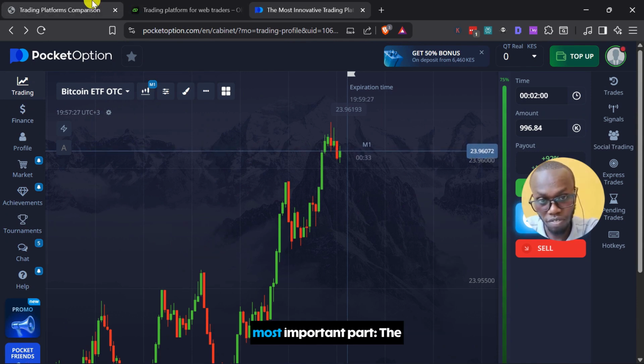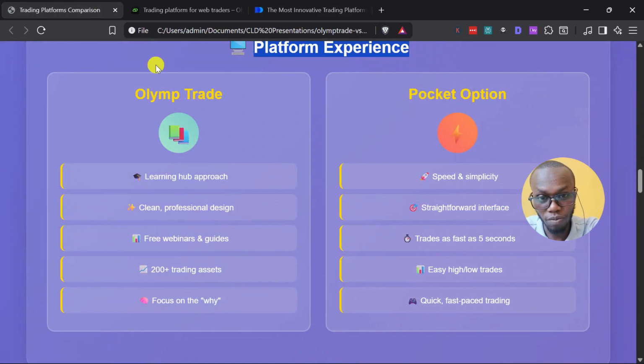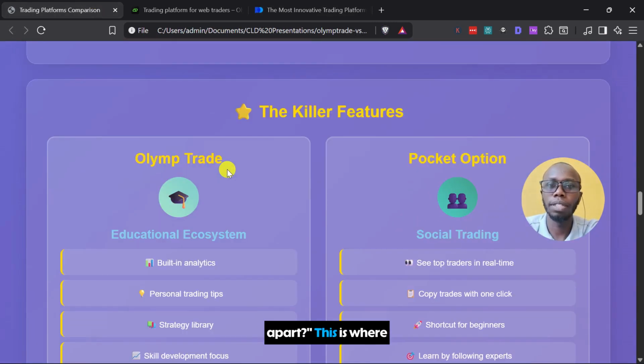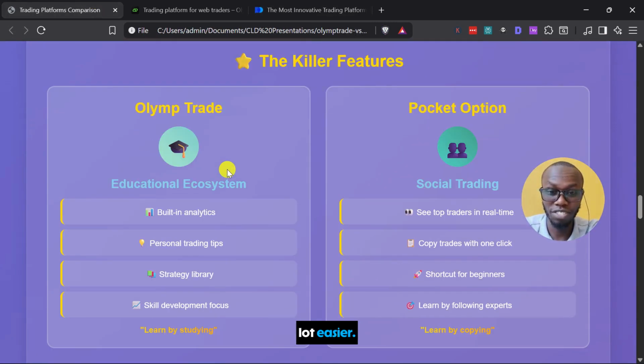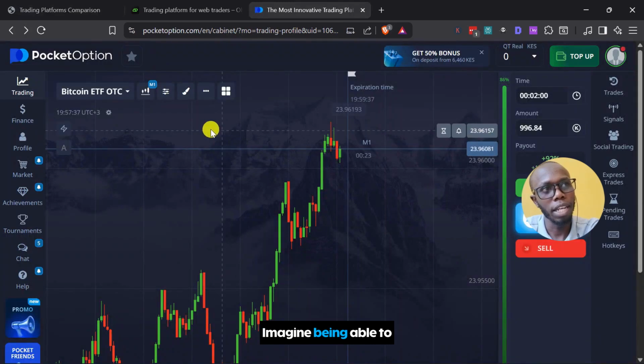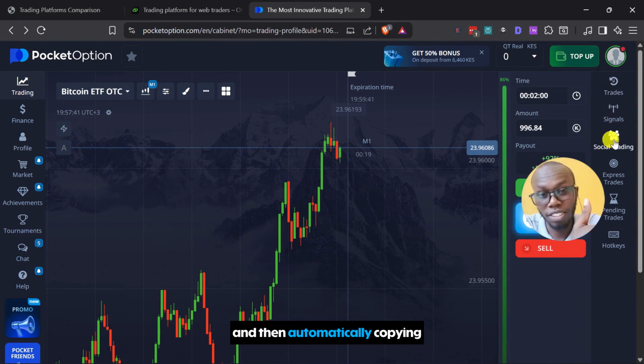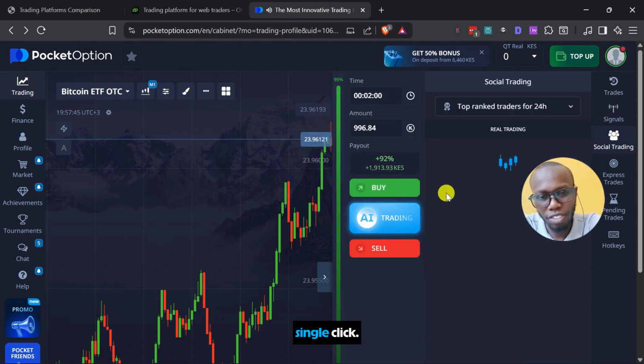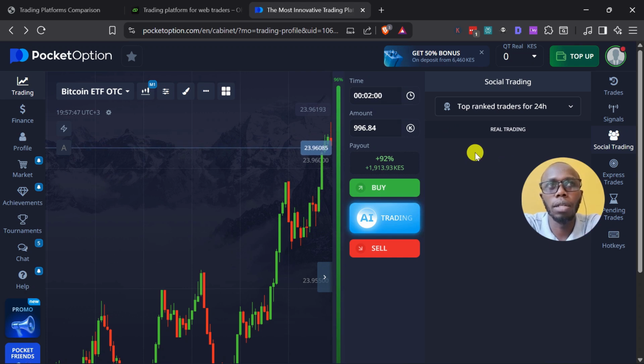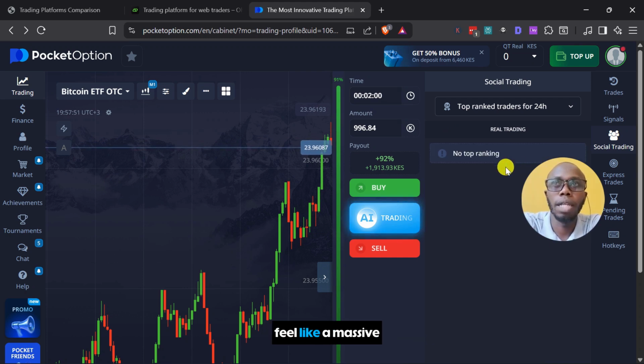Okay, now for the most important part, the killer feature. What truly sets them apart? This is where your decision gets a lot easier. Pocket Option's killer feature is social trading. Imagine being able to see what the top traders on the platform are doing in real time, and then automatically copying their trades with a single click. That's social trading. For a beginner who has no idea what they're doing, this can feel like a massive shortcut to getting started.